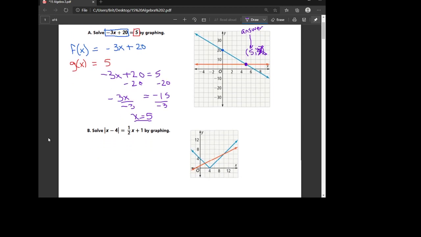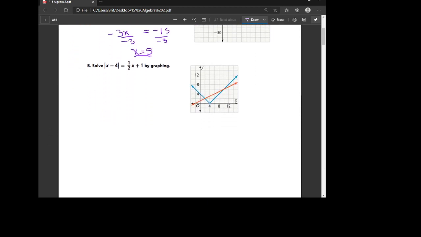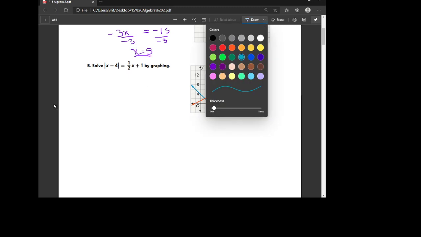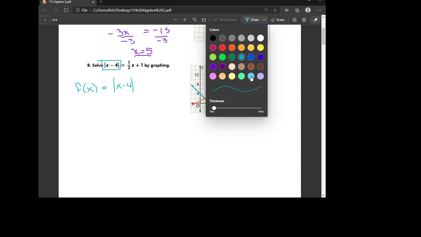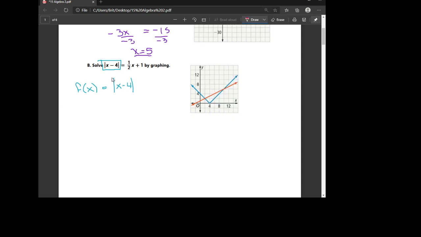Let's try another one. Part B. The first equation is the absolute value of x minus 4. That's this V shape on the graph. And the second equation is 1/2 x plus 1. It's a linear equation, there's no hanky-panky going on with the x.